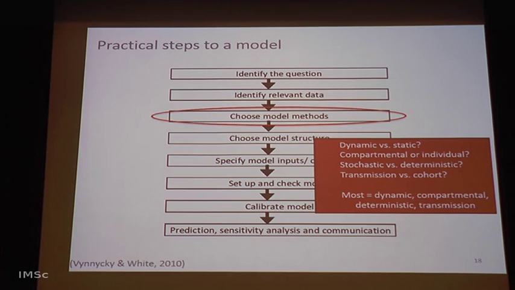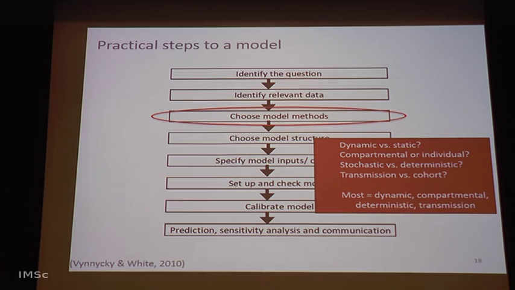Yesterday you had an introduction to stochastic models, so do you need to think about including stochastic and random effects within your model, or is your population large enough, for example, that you can just use a deterministic model? And you need to think about transmission versus a cohort model.